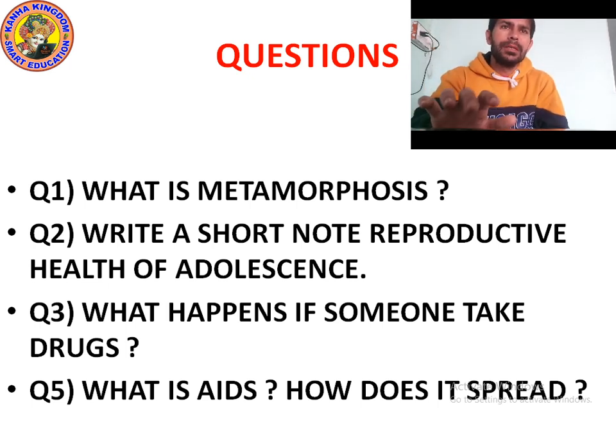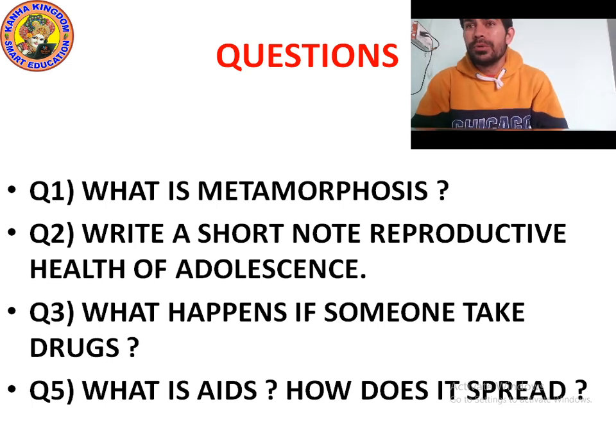Question number 5: what is AIDS? How does it spread? AIDS is caused by a virus called HIV, human immunodeficiency virus. This virus is transmitted through sexual contact with a person infected with HIV, and it can also pass to a normal person from an infected person by sharing a syringe used for injecting drugs. It can also be transmitted to an infant from an infected mother through her milk.